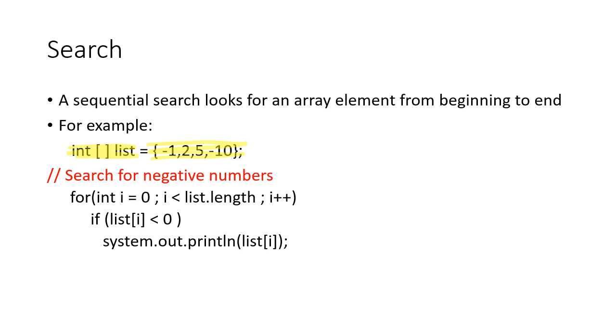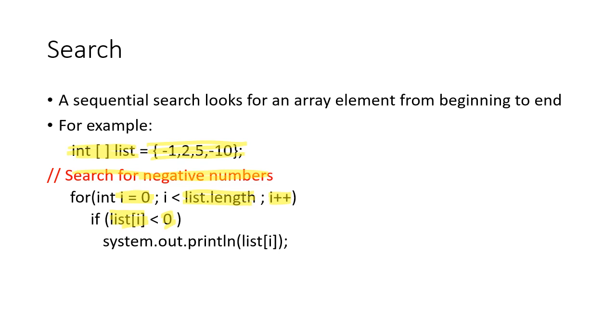Now a sequential search could be, for example, searching for negative numbers, or searching for odd numbers, or searching for elements greater than 10. Always when you do a sequential search, you start from the beginning, so I will start from 0 up to the end of the array, so I go up to list.length, and you move from the beginning till the end, so i++. And then because you are doing a search, you must have an if condition. I'm looking for negative numbers. I will say go to the element at i, if it is less than 0.